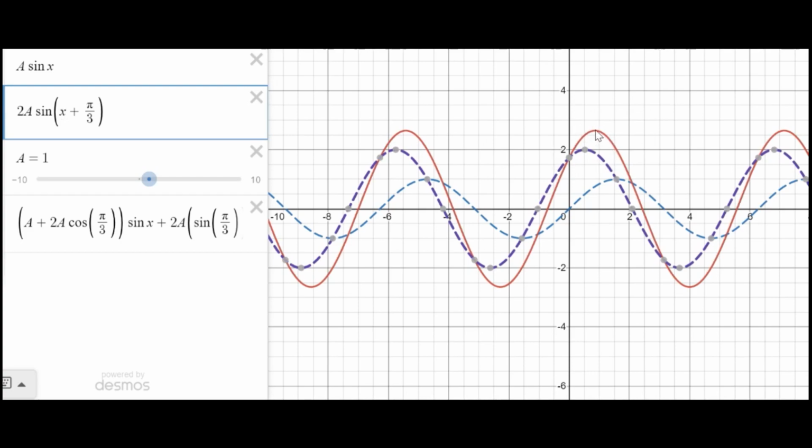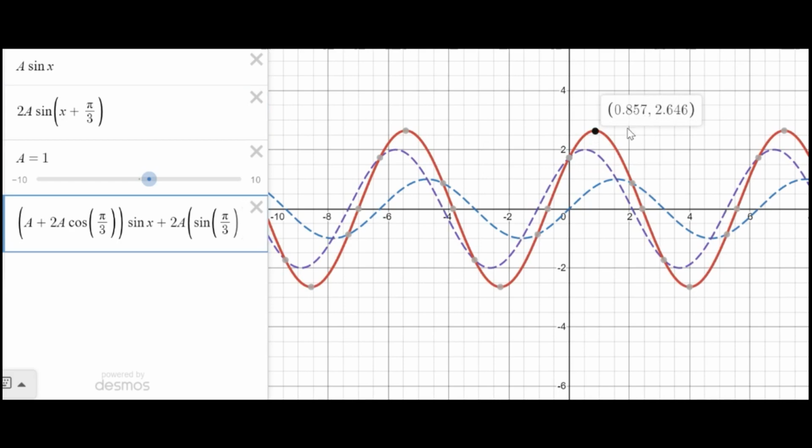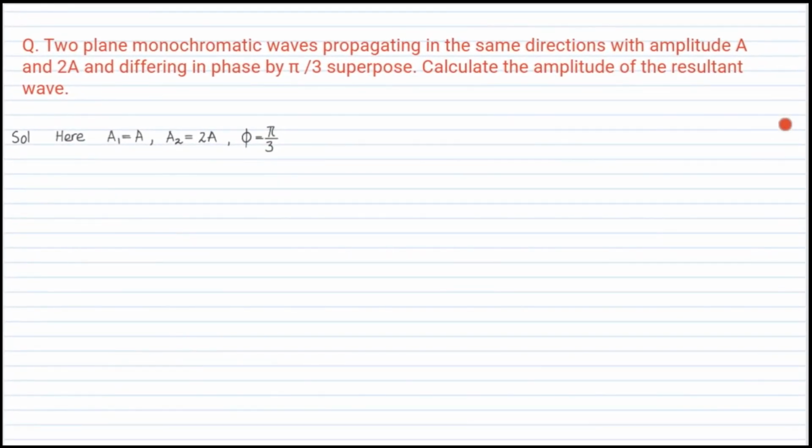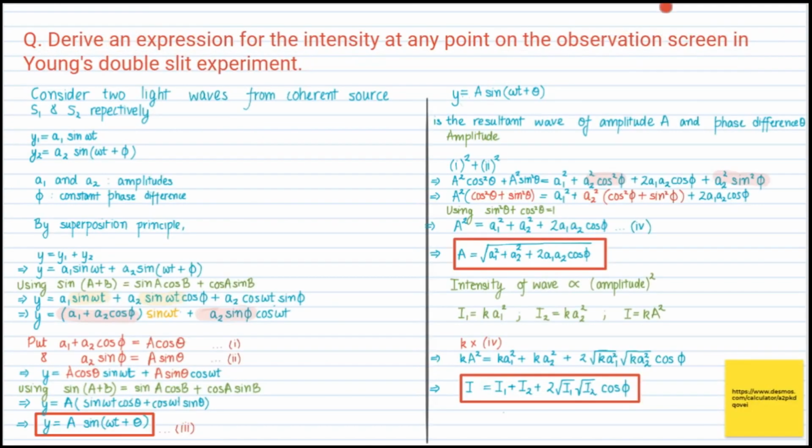This is your red wave. And they have asked us to calculate the amplitude of the resultant wave. In our last class, we derived the equation for the amplitude. Let's go back to our last class. Here, the resultant amplitude A is equal to the square root of A1 square, the amplitude of the first wave, plus A2 square, the amplitude of the second wave, plus twice A1 A2 cos phi, where phi is the phase difference.